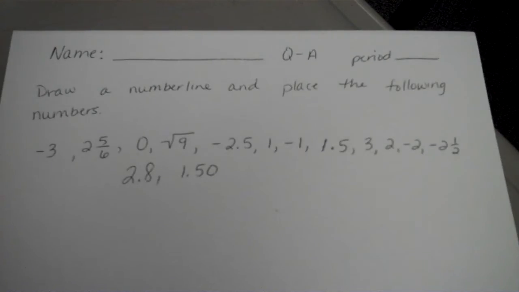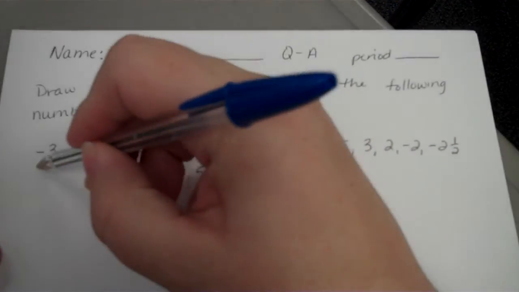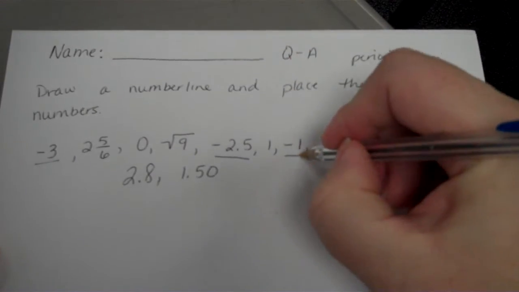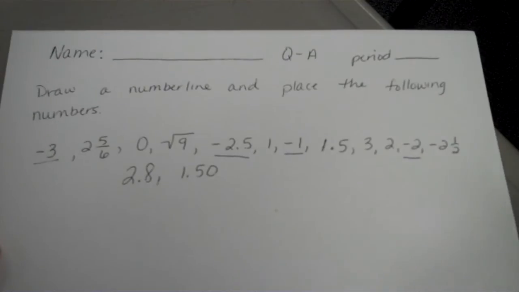All right, you are retaking the quiz from Friday because you had misunderstandings. I'm going to model for you how to do quiz A so you can complete the rest of the quizzes on your own. The first thing I'm going to do is identify all of my negative numbers. So I have a -3, a -2.5, a -1, a -2, and a -2.5.